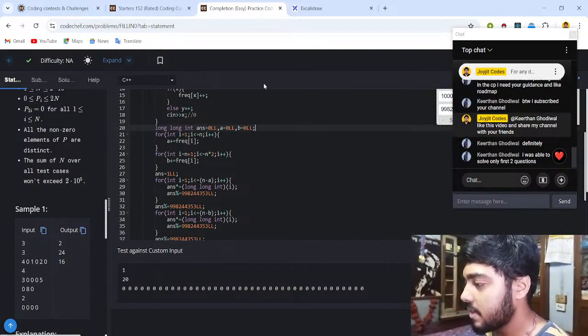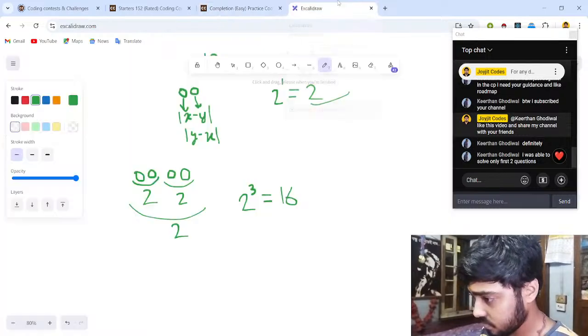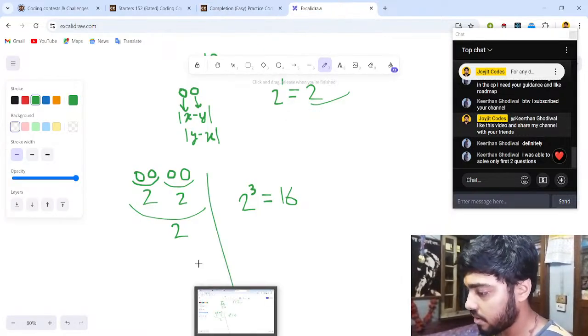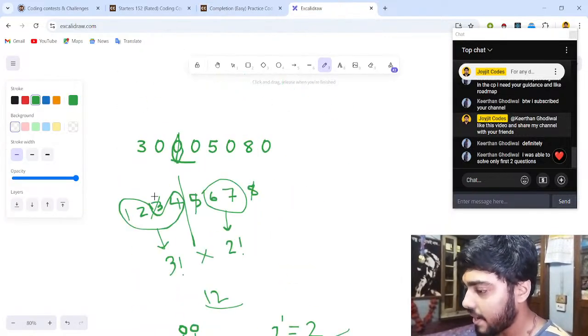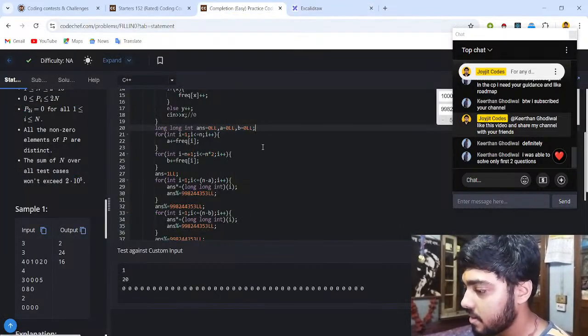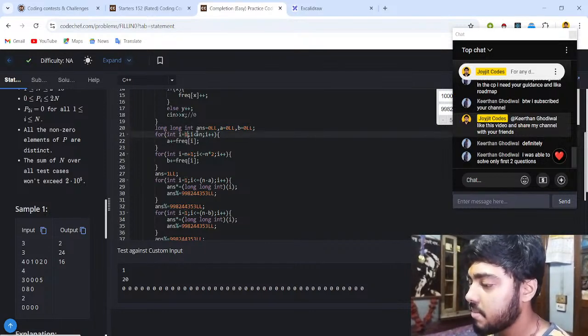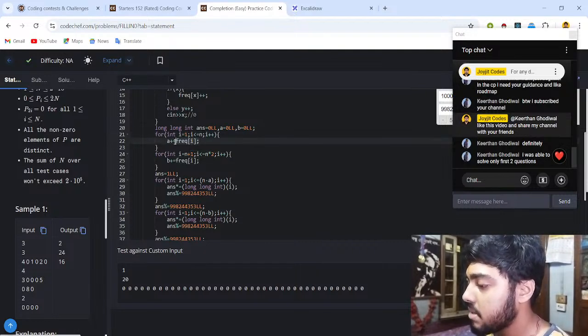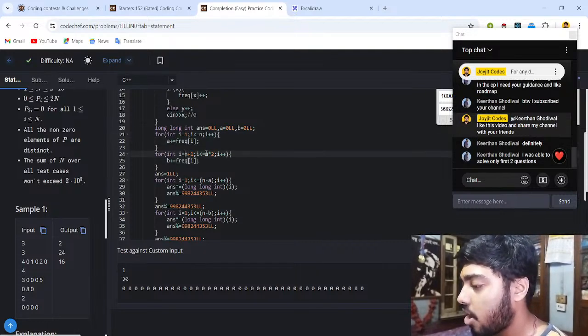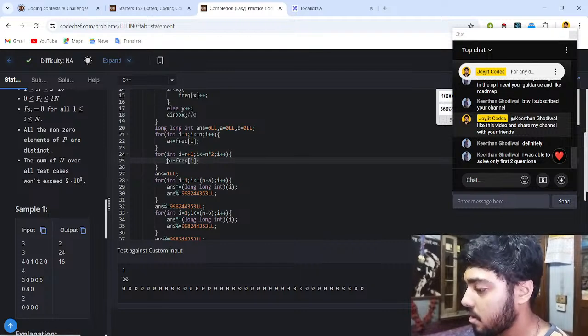Then, as I told you, I have to find out how many elements are there in the first half. So A is the number of elements in the first half. For the first half, it means 1 to n, how many elements are there? And in the second half, how many elements are there?